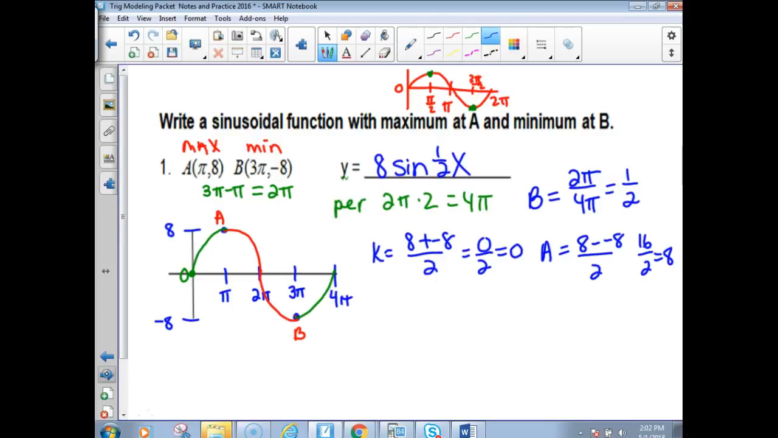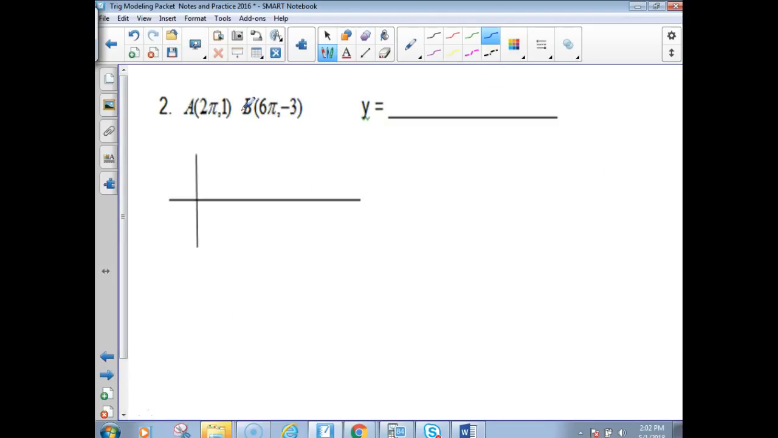Okay, number 2. Got a max at 2 pi, 1 and a min at 6 pi, -3. So let's first figure out what the period is. We know that if it's the max and the min, that's only half of the period. So if we do 6 pi minus 2 pi, that's 4 pi, which means our period is going to be twice that size. So it's going to be 2 times 4 pi, which is 8 pi.